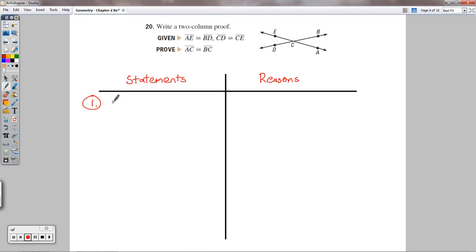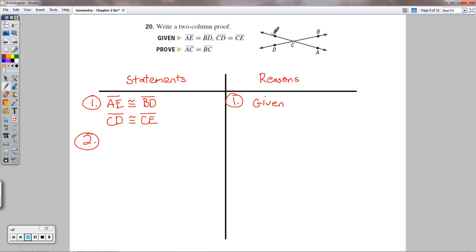So we're given these two statements. Segment AE is congruent to segment BD. And we're also told that CD is congruent to CE. Step 1, that's given. Step 2, well, AE, let's draw these things on the picture as well. Always, always, always draw things on the picture as you go, as you prove things. That will allow you to prove other things.